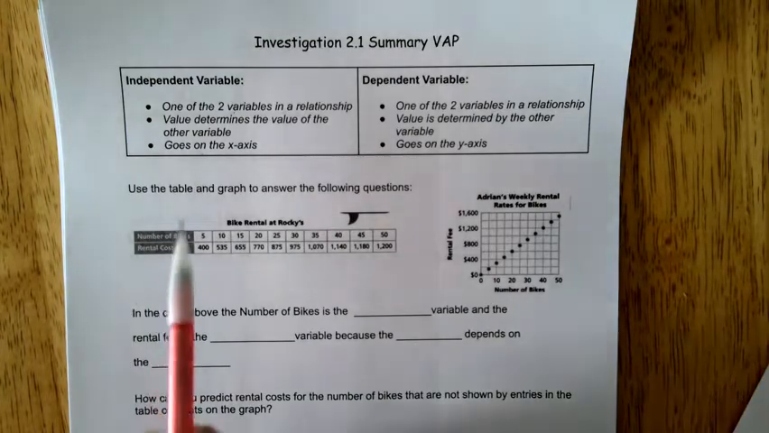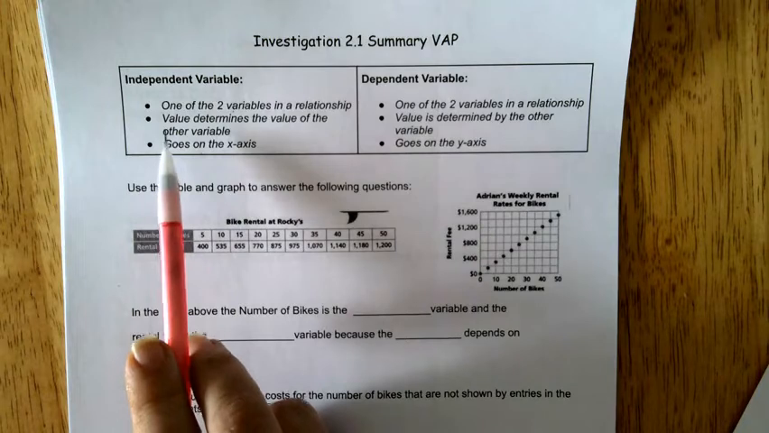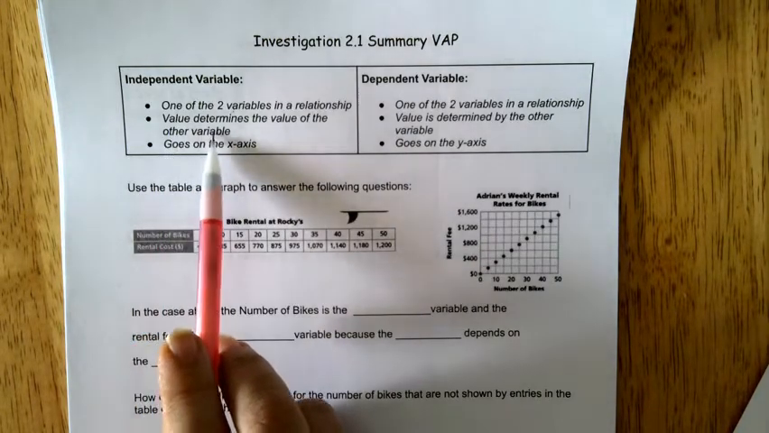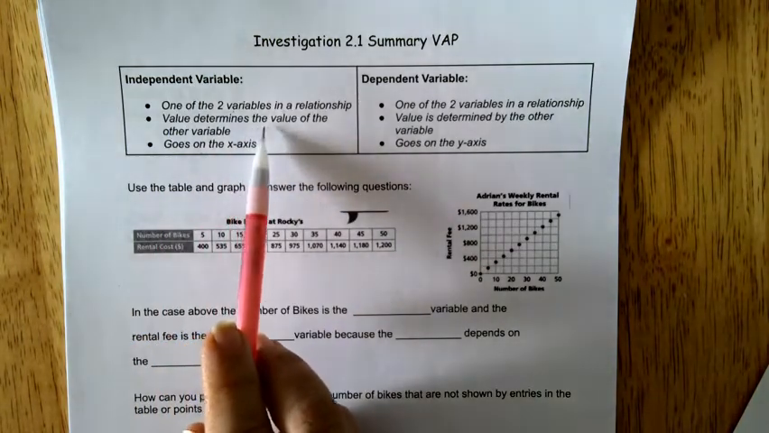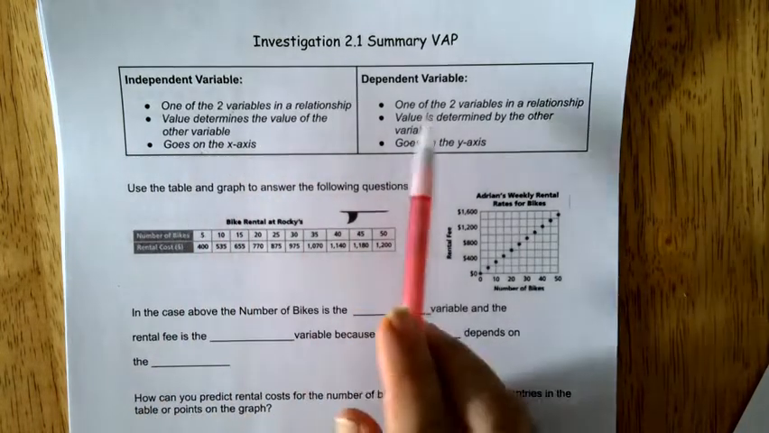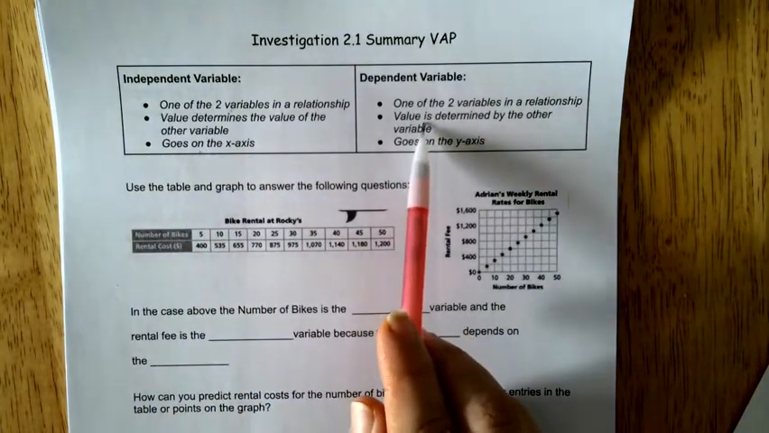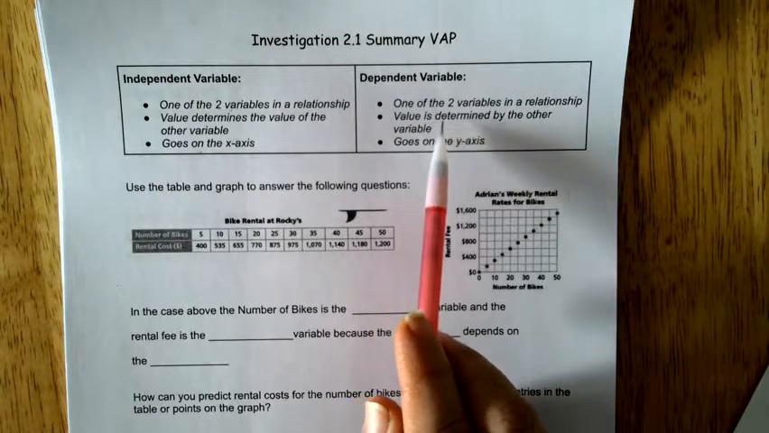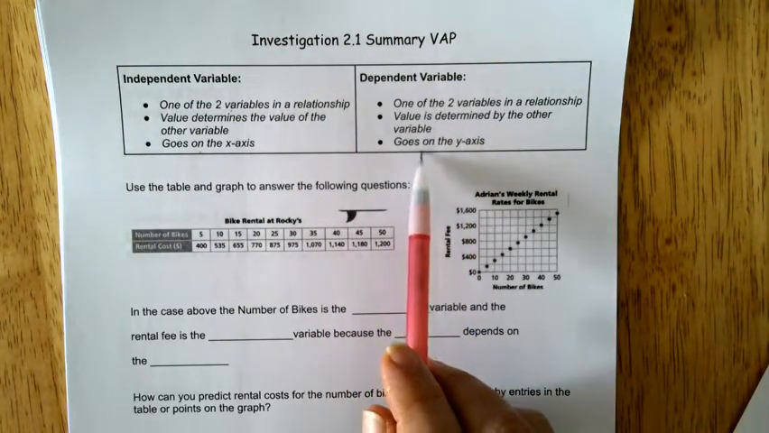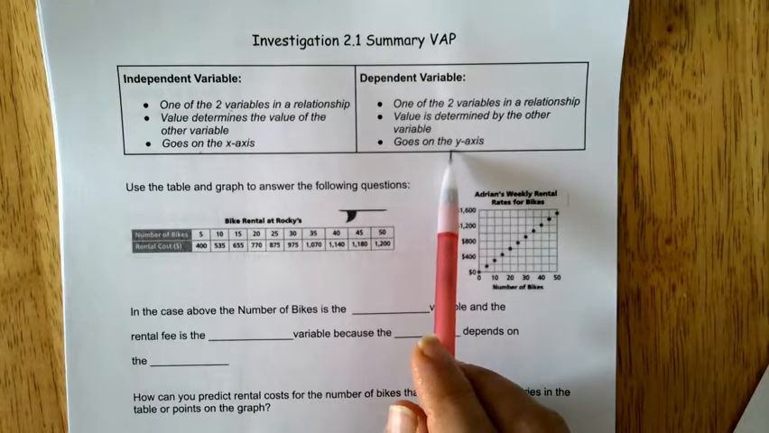So to review, an independent variable is one of the two variables in a relationship. The value determines the value of the other one, and it goes on the x-axis. Our dependent variable is one of the two variables in a relationship. The value is determined by the other variable, and it goes on the y-axis.